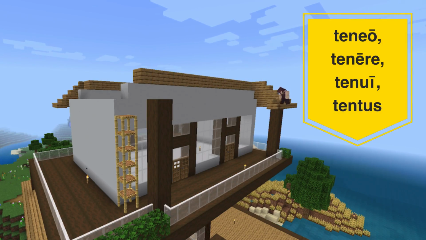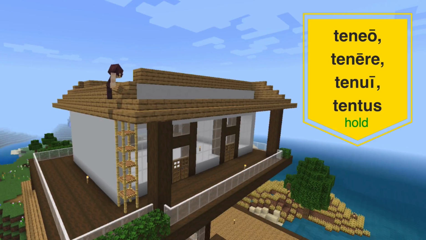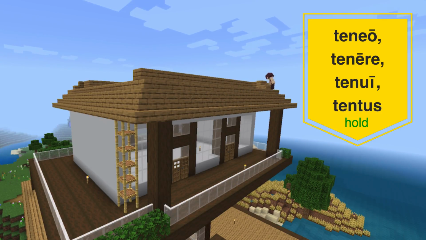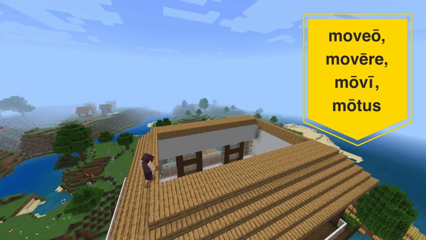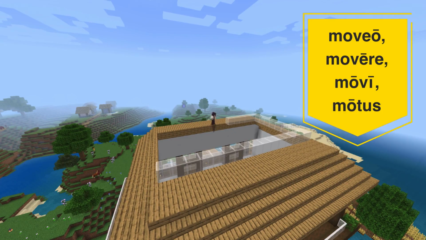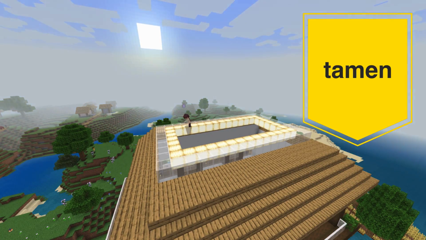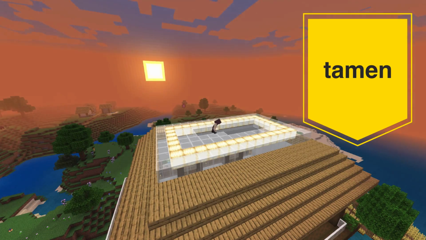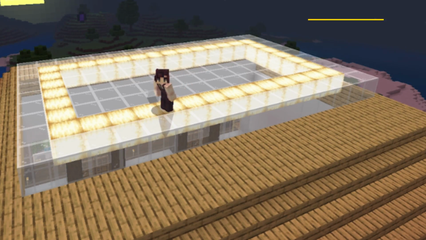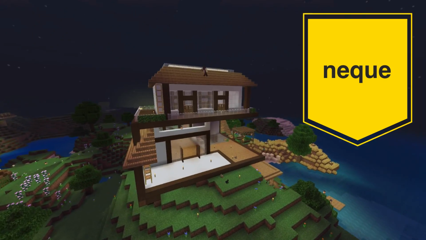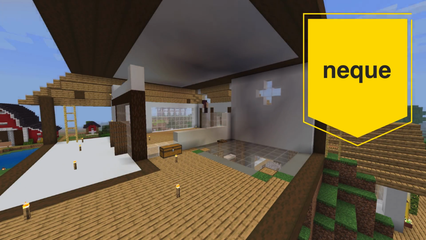Teneo, tenere, tenui, tentus. Hold. Remember, that's not the timeo one, so that means it means hold. Moveo, movere, movi, motus. Move. Then we have tamen. Remember, this is that funny short one that means a really big word. Means nevertheless. And then neque. Nor, or, and not.